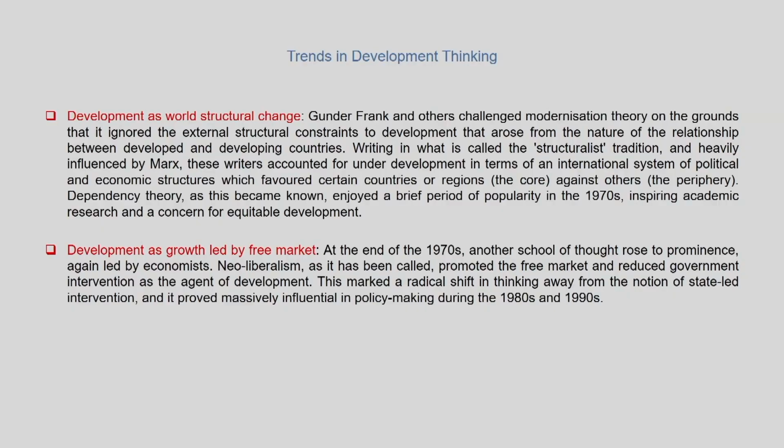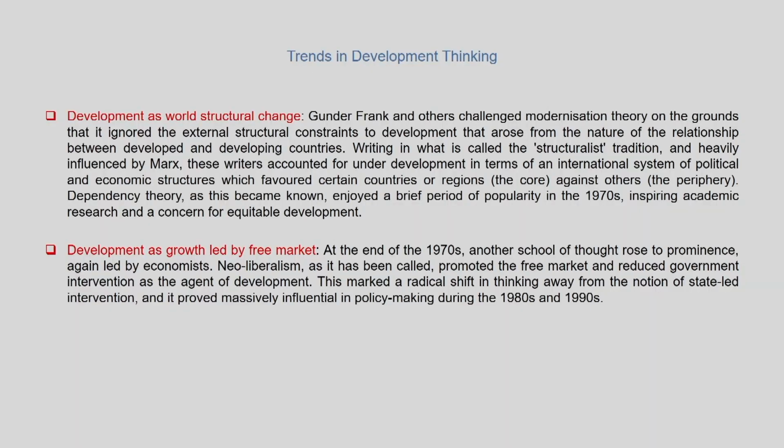A fourth strain in development thinking that came up was referred to as world structural change, and there were various proponents of such development models referred to as world structural change. They were largely influenced by Marx and other Marxist writers. They called themselves as belonging to the structuralist tradition, and these writers accounted for underdevelopment in terms of an international system of political and economic structures which favored certain regions or countries that were referred to as the core against the others that were referred to as the periphery.